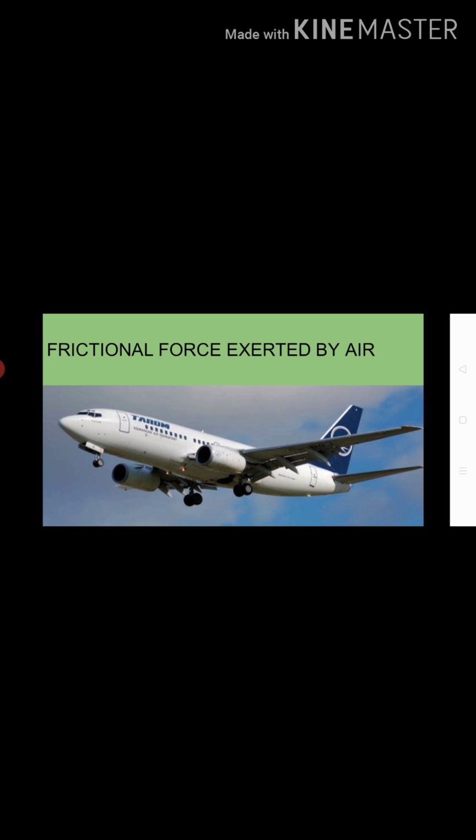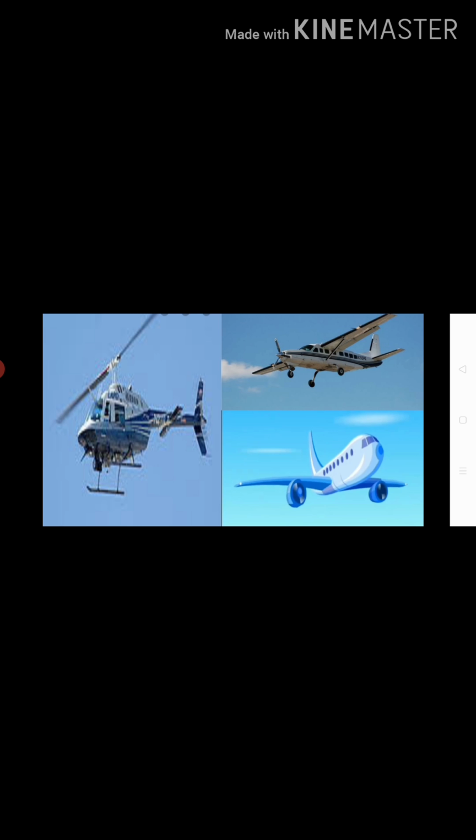Frictional force exerted by air: like water or like liquids, air also exerts frictional force. Which are the objects that move through air? You know that car, birds, parachute, aeroplane, helicopter, etc. move through air. Air exerts frictional force on these objects.